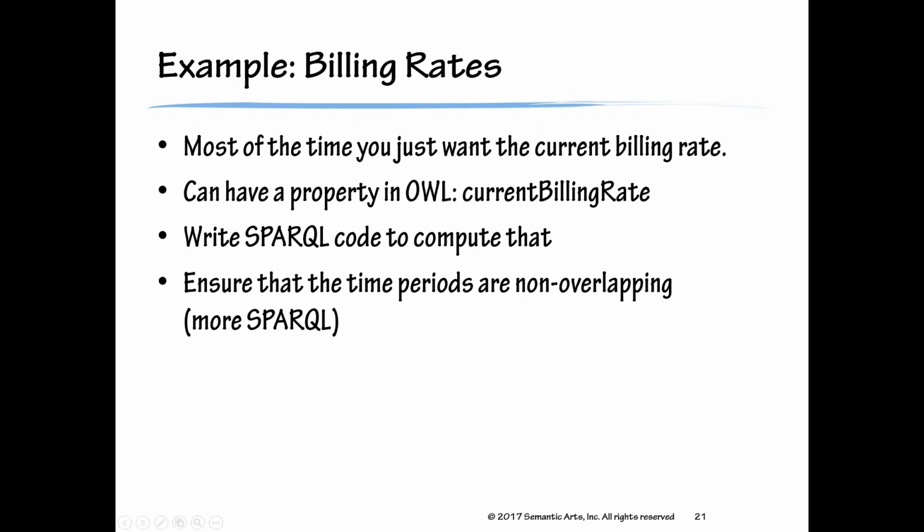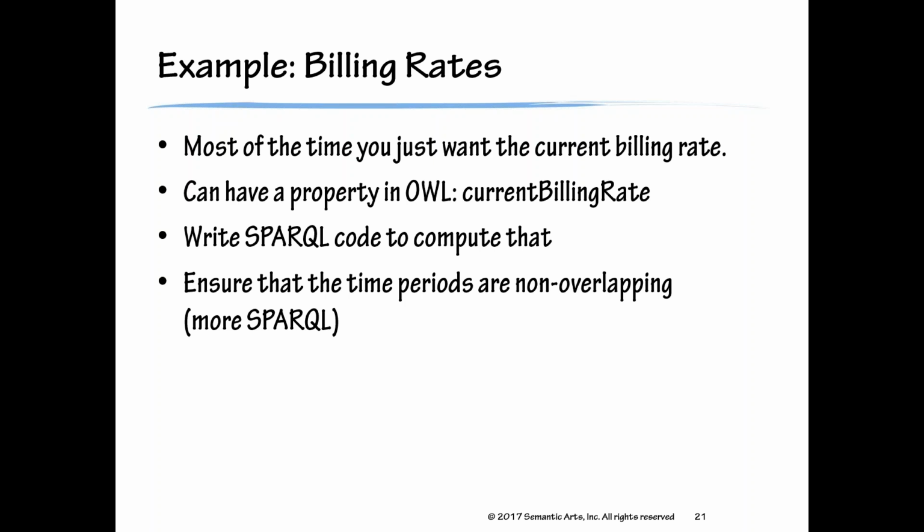Now, most of the time, you really just want somebody's current billing rate, and the historical thing is really just looking back over history. So you can have a property in OWL called current billing rate, because that's what you're most interested in. You can't specify the semantics of it in OWL, but you certainly can write SPARQL code to compute that. So you just walk over all the billing rate assignments for a given person, and then you pick the one that's the latest. You do a bit of comparison on the dates, and then you're good to go.